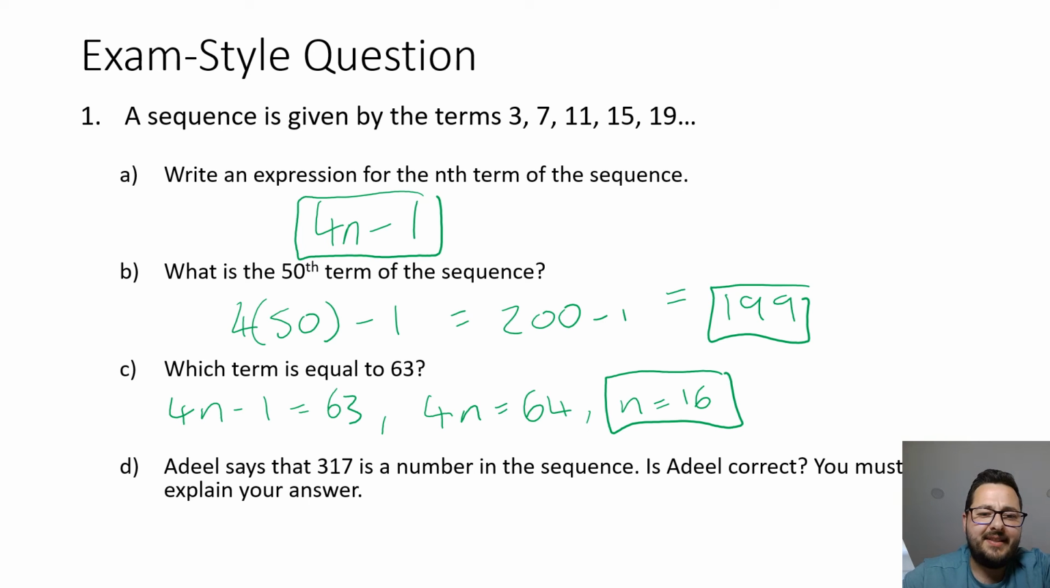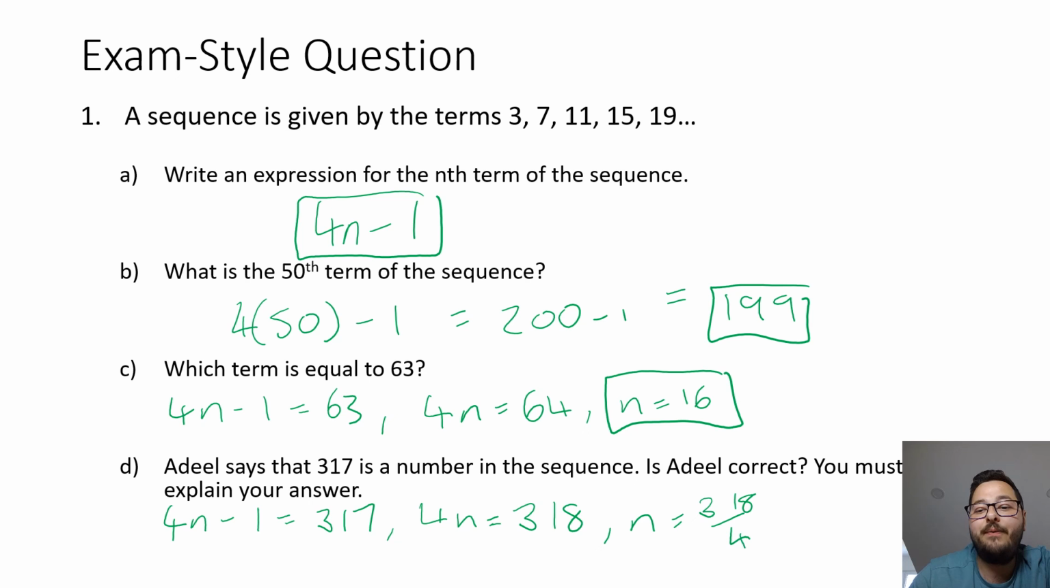And finally, Adil says that 317 is a number in the sequence. Is he correct? And you must explain your answer. So 4n minus 1 is 317. If we add the 1, we get 4n is 318. And then we get that n is 318 divided by 4, which is going to be, oh, have I tested myself on this? Let's do the bus stop method again.